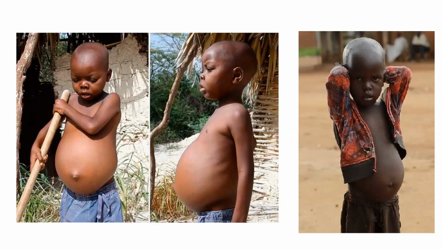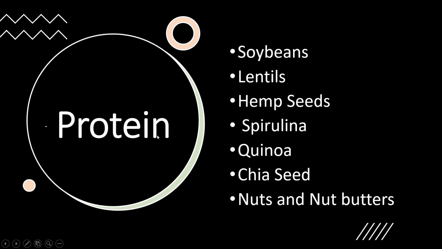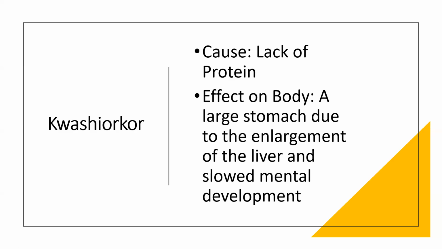This is kwashiorkor. I probably pronounced it wrong, but it's close to it. The liver is enlarged, so it causes the stomach to be enlarged. So you have a large stomach due to enlargement of the liver, and it also causes slowed mental development. And you get protein from what?